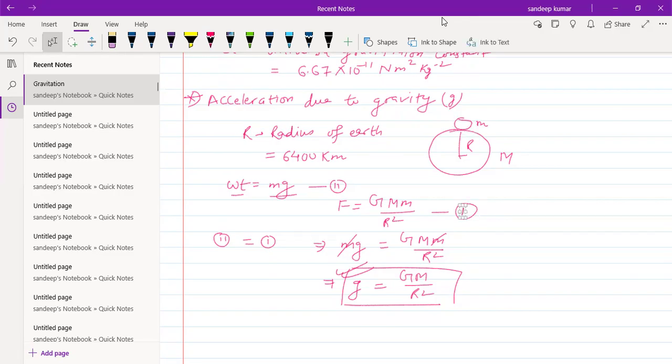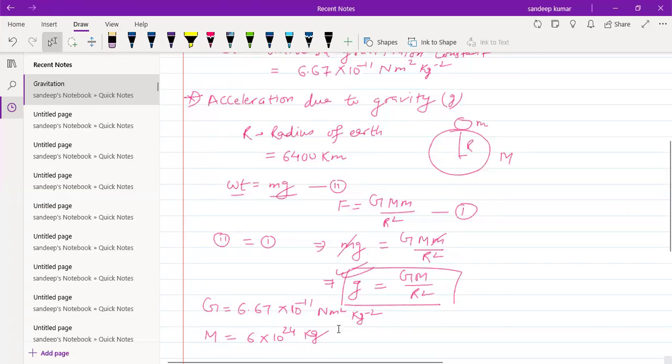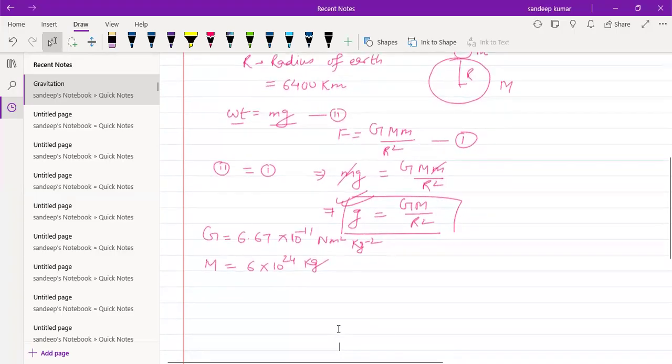We can get the value of small g, the acceleration due to gravity, also. See, we know the value of capital G, right? Capital G is 6.67 into 10 to the power minus 11 Newton meter square per kg square, correct? Now, the mass of the Earth is also known. Mass of the Earth is 6 into 10 to the power 24 kg, right? And the radius of Earth R is 6,400 kilometers. If you want to convert into meters, we can write 6.4 into 10 to the power 6 meters.